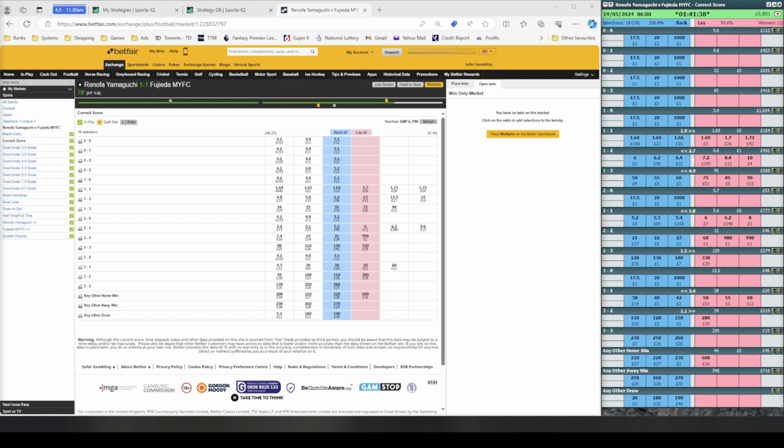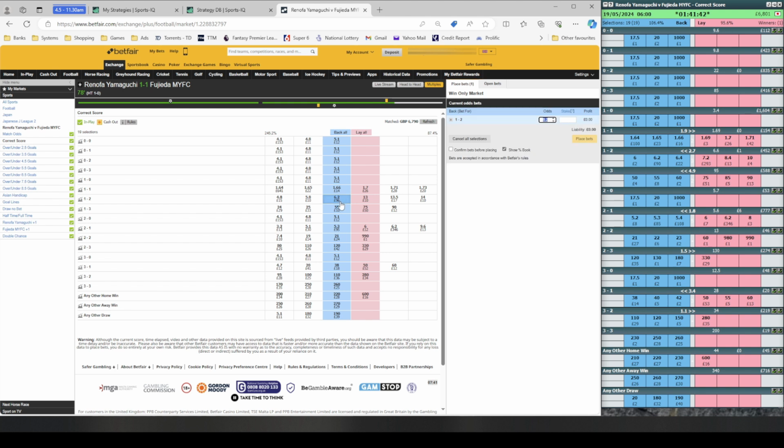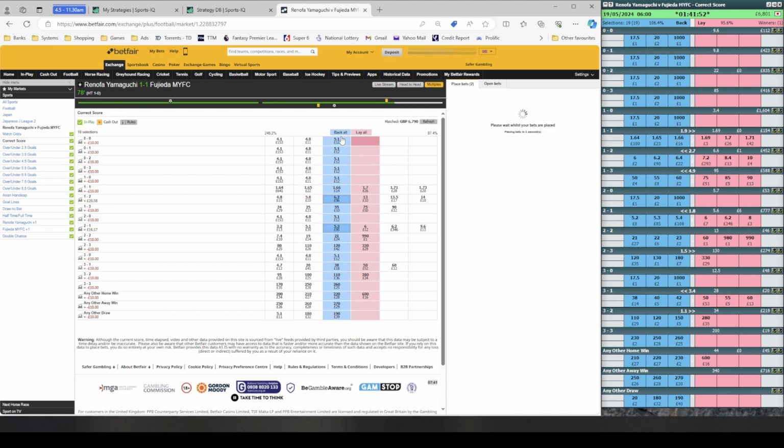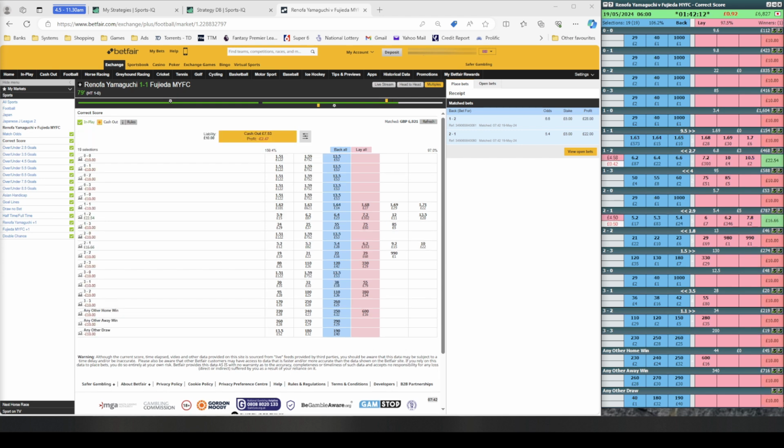So the score is 1-1, there's over 6,700 matched already in the correct score market, and I'm going to back the next possible scoreline, which in this case is 1-2 and 2-1 for £5 on each. I will back the 1-2 score at odds of 6.6 for a fiver, and the 2-1 score at odds of 5.4 for £5 also. Wait to get matched, which it will be very shortly, and boom, I'm locked into the trade. I just need to wait for a goal now.